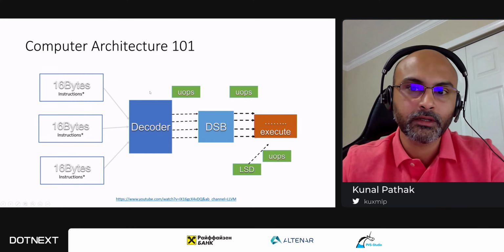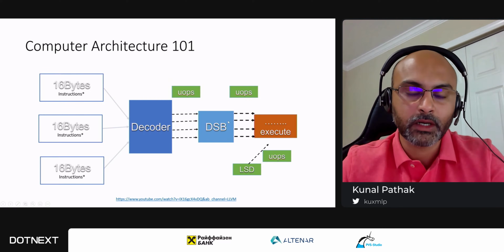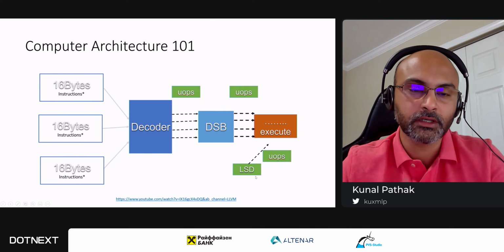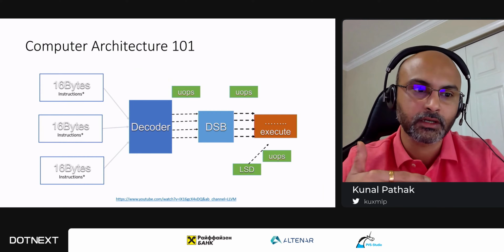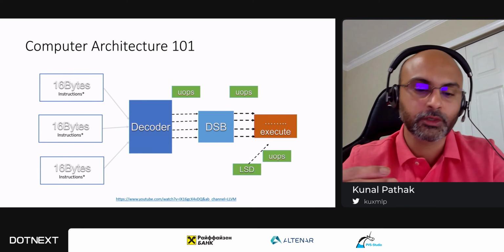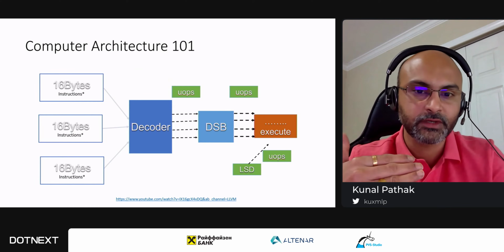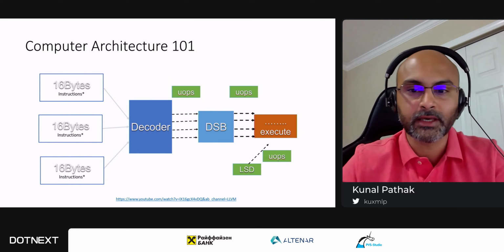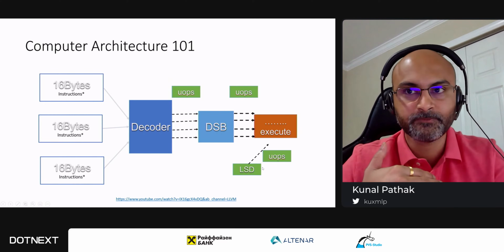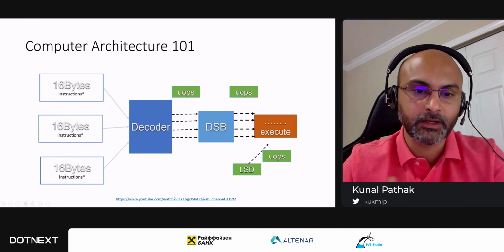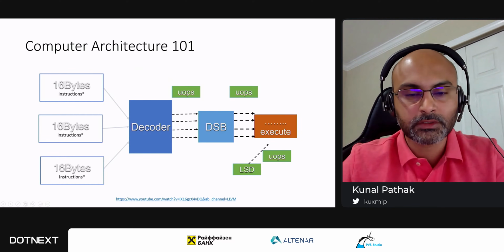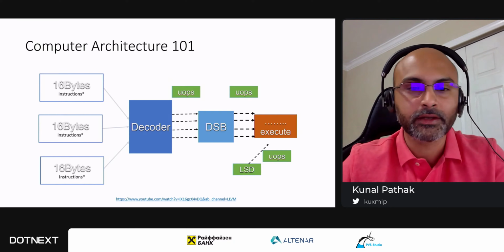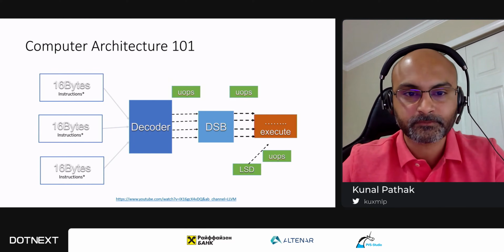So it's very important that if you want to take advantage of the DSB and LSD, the instructions have to be on a 32 byte alignment, especially if there are loops. If you're doing thousands of iterations, all these things are there in the DSB and LSD, and there is no effort taken by the front end to fetch and decode them every single time. So that's the architecture behind this alignment.